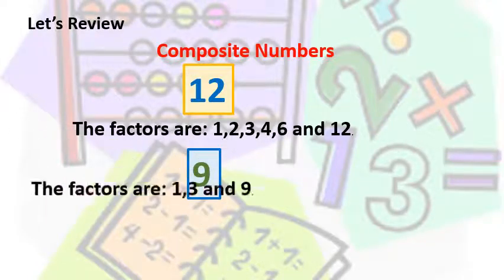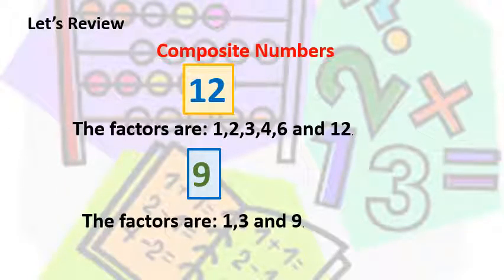9 is also a composite number because the factors are 1, 3, and 9. Because 1 and 9 gives me 9, and 3 times 3, the product is 9. So 9 is a composite number because it has many factors.